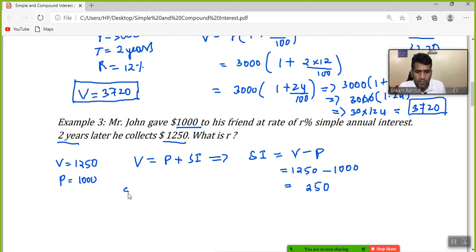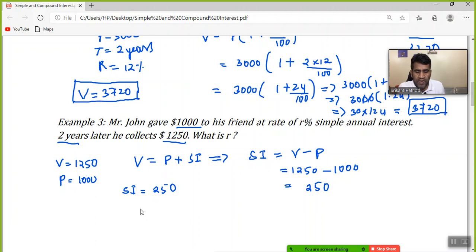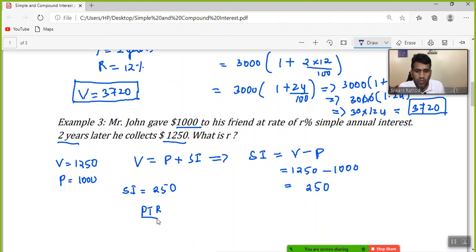So now the simple interest here is 250, and we know that the formula for the simple interest is PTR over 100.